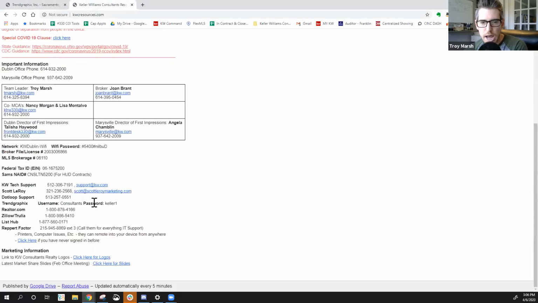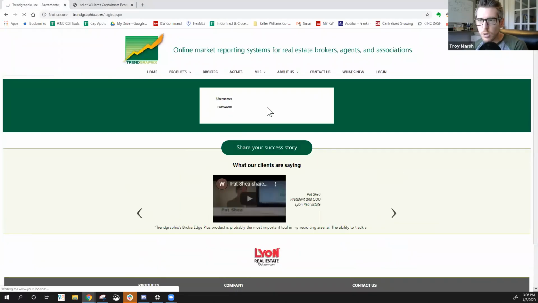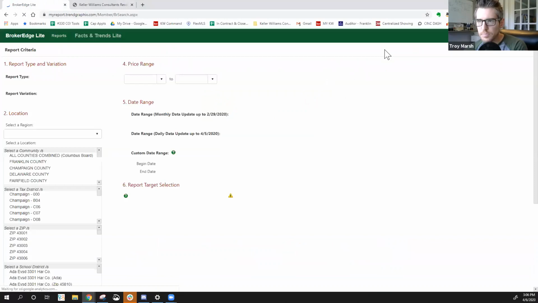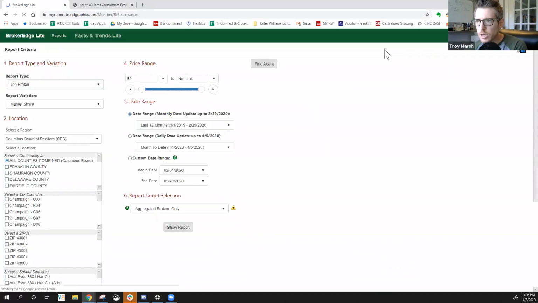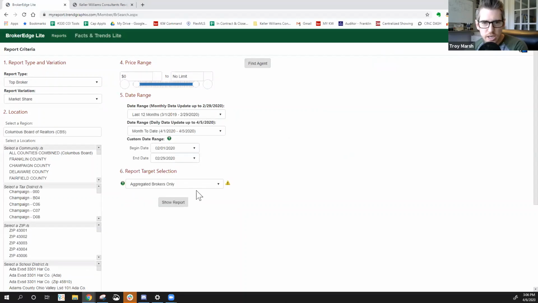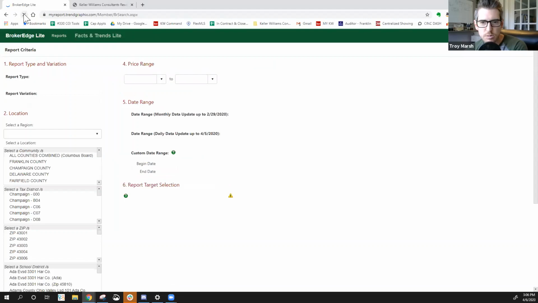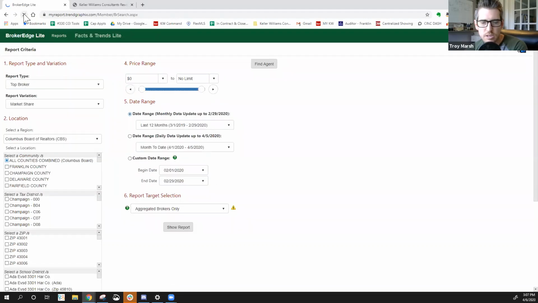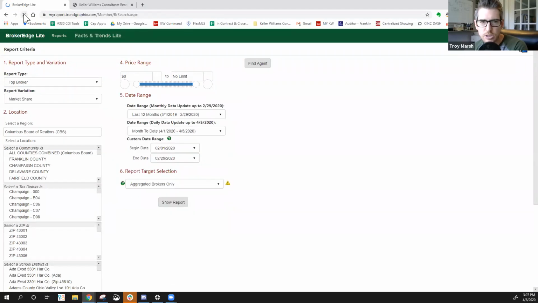So, our password for Trendgraphix, if you guys want to follow along, which would probably be the best way to learn: the username is consultants and the password is Keller1. So once we log in, let me get this out of the way. Okay. Once we log in, I don't know if my internet is slow or if there's a problem with Trendgraphix. Are you guys seeing the range? I see it.